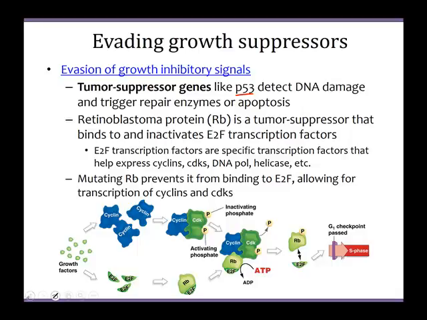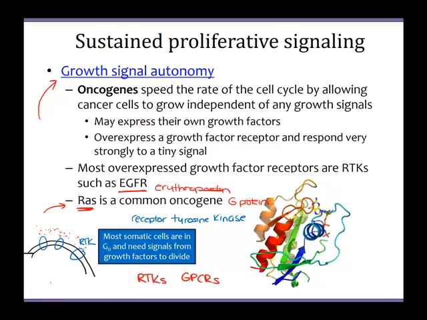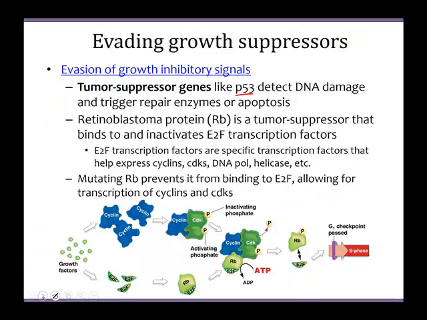What we saw before with our oncogenes was speeding up the rate of the cell cycle. These slow down the rate of the cell cycle. So think of oncogenes like the gas pedal and tumor suppressor genes like the brake pedal. In order to get a runaway car, in order to get a cell that's dividing too fast, you need to disable both, but in different ways.